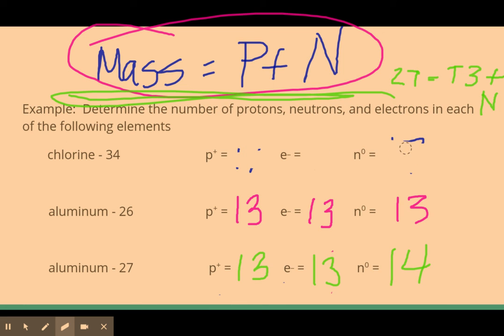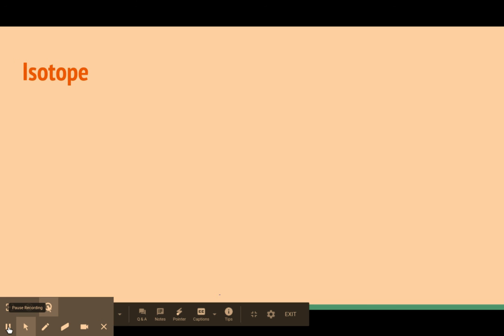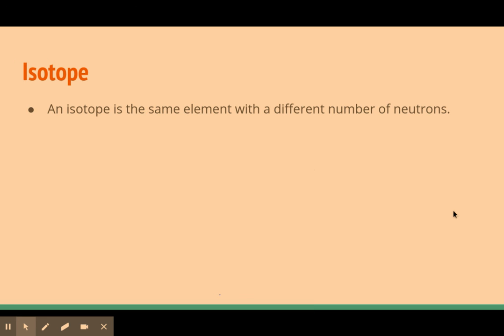All right, so we'll clear all this off here. And then we have one more thing to talk about. The last thing that we want to look at is what isotopes are. That's the last definition that we need. You've already looked at an isotope and you haven't even realized it. An isotope is going to be the same element with a different number of neutrons. So look at the examples we just did. We had aluminum that had 13 neutrons, and we had aluminum that had 14 neutrons. But both of them were aluminum.